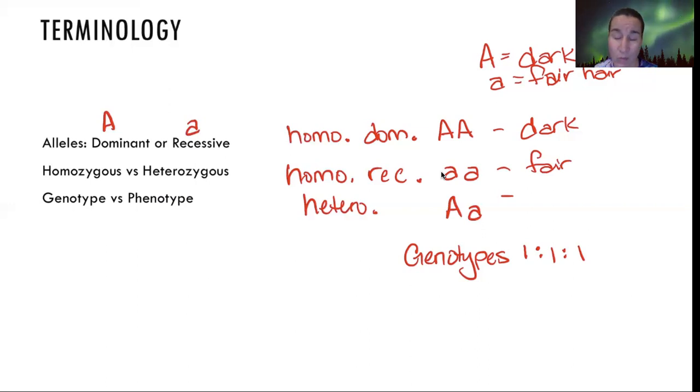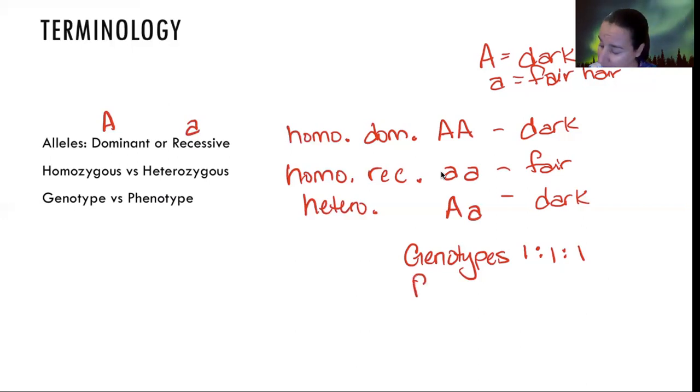Heterozygous has one dominant and one recessive. It has a dominant in there. So if it's heterozygous with a dominant trait, it's going to show whatever that dominant trait is. In this case, this would show up as dark hair. So the phenotypes are what show up, what gets expressed, what you're actually going to see.